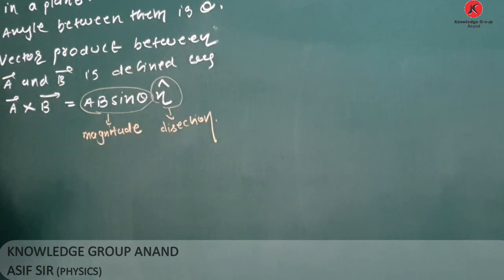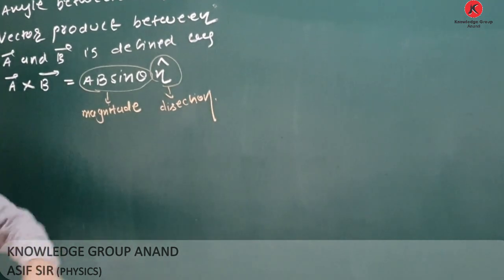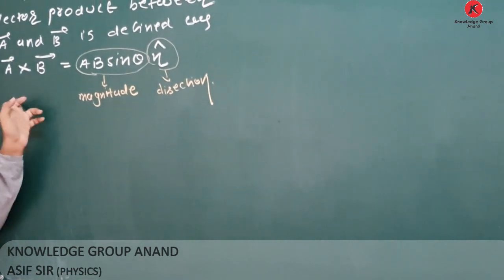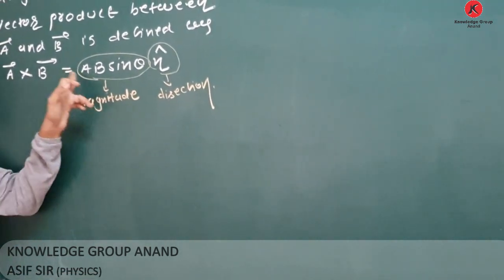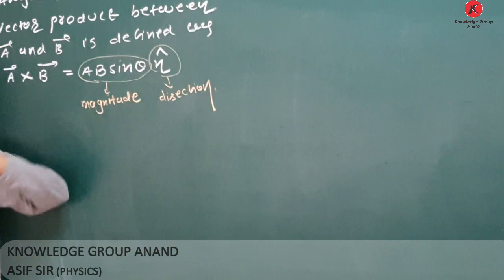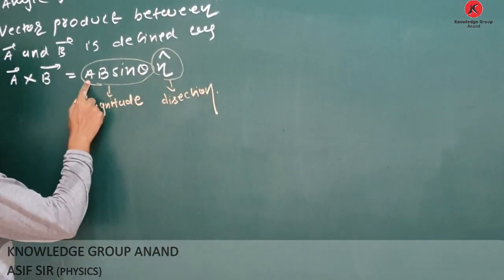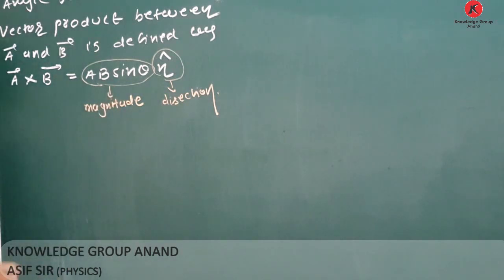So that is the difference between scalar product and vector product. In scalar product, A dot B is equal to AB cos theta, only magnitude. But in vector product, A cross B is equal to AB sin theta n caret, where theta is the angle between the two vectors A and B. What is n caret? N caret is the unit vector in the direction of A cross B.